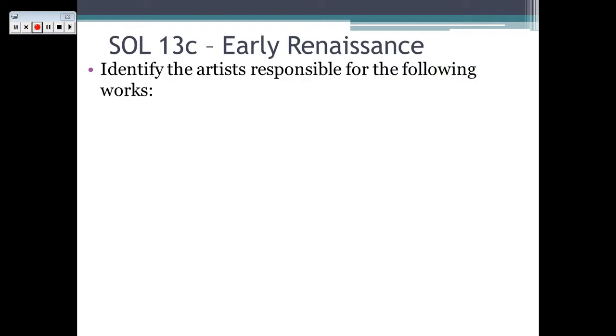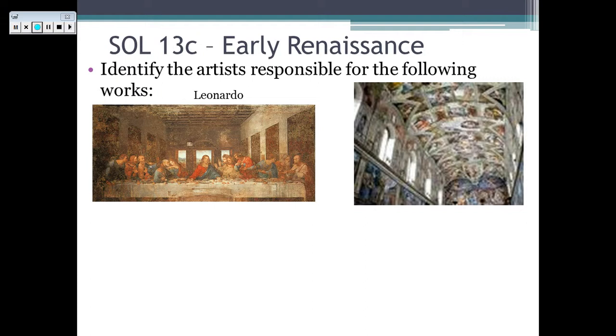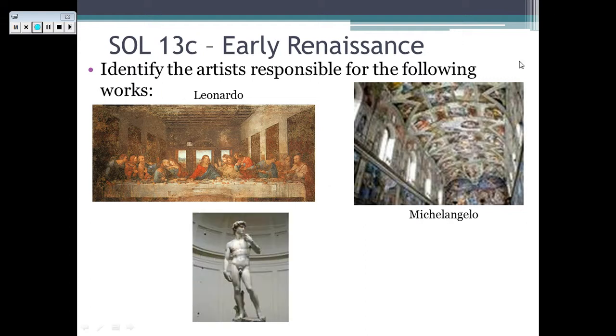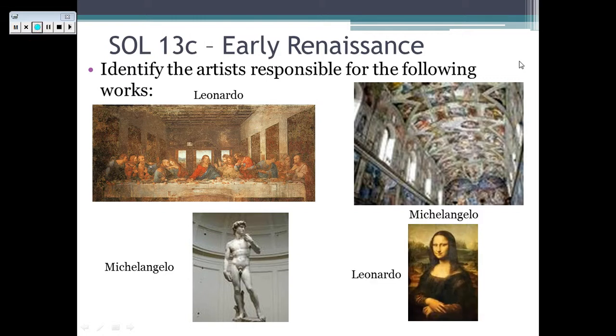Alright, identify the artist responsible for the following works. That is going to be Leonardo, Michelangelo with this, Michelangelo, and Leonardo da Vinci.